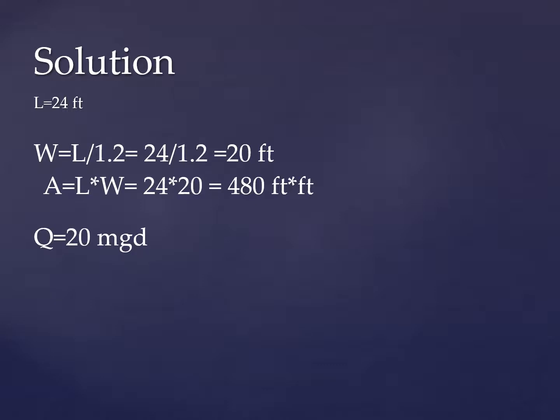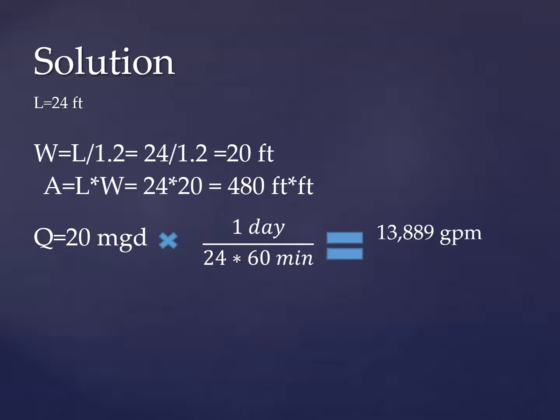So Q is 20 million gallons per day times 1 day is 24 hours and 1 hour is 60 minutes. If you multiply it, we will find it will be 13,889 GPM, or gallons per minute. We converted million gallons per day to gallons per minute.